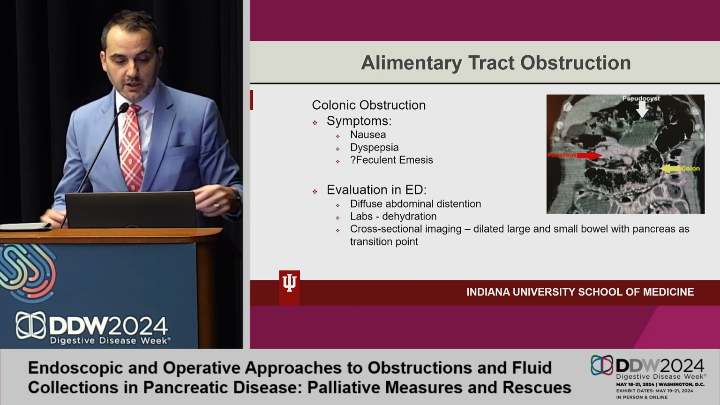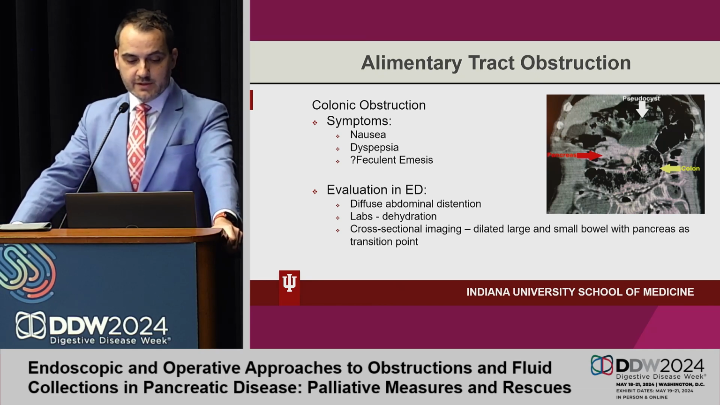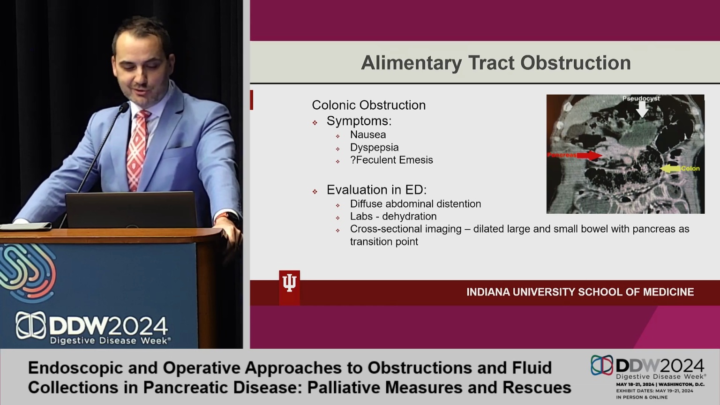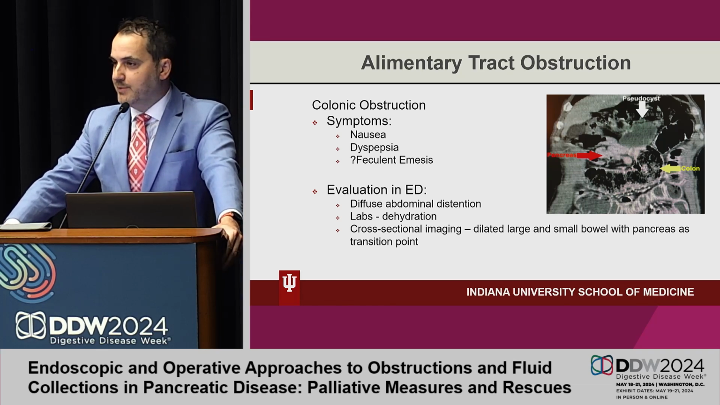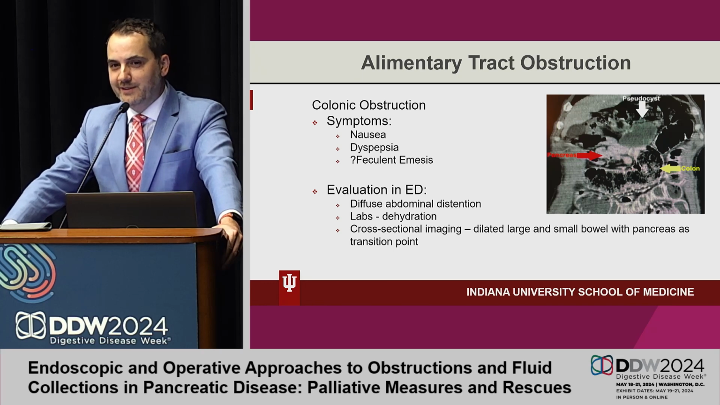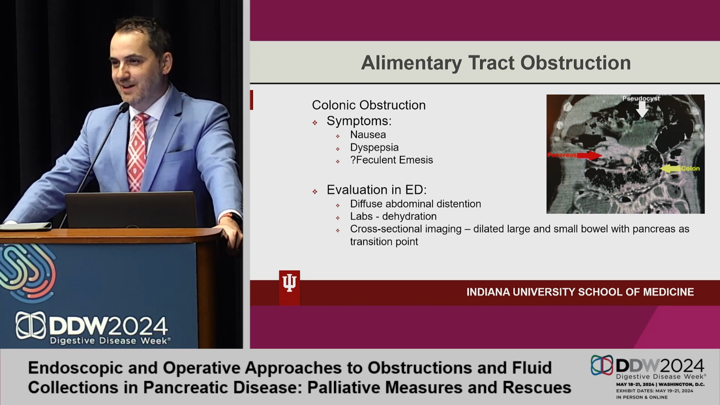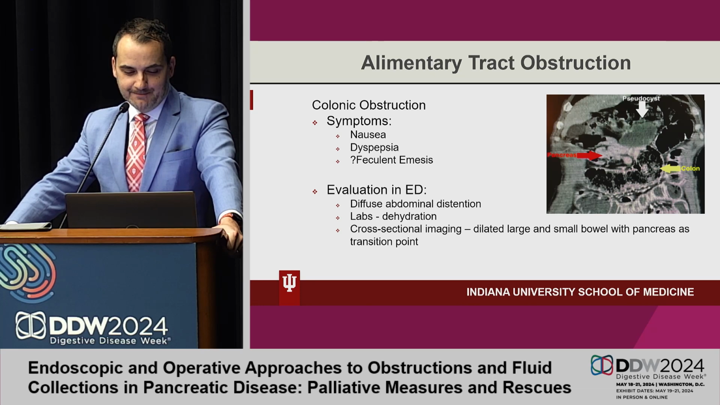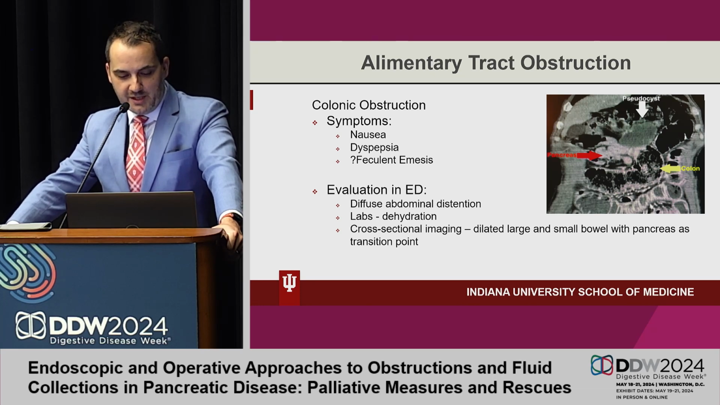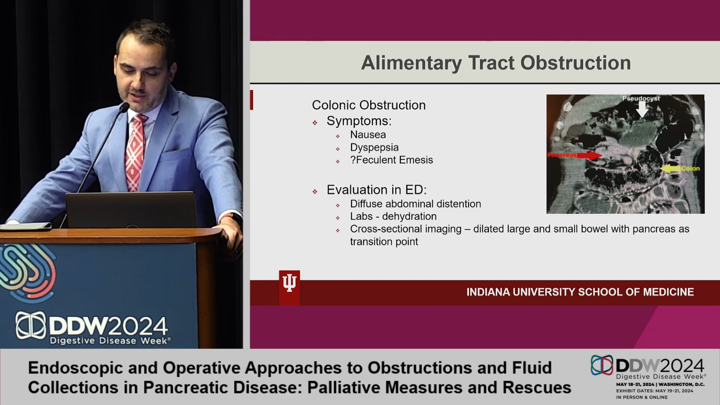Colonic obstruction, we see quite a few of these. Nausea, dyspepsia, questionable feculent emesis. I'm not a big fan of that. When people say the nasogastric tube looks feculent, I just think they haven't seen enough of it to know what it really looks like. But at any rate, diffusely distended on examination, dehydrated as well, and again, pretty easy to diagnose.